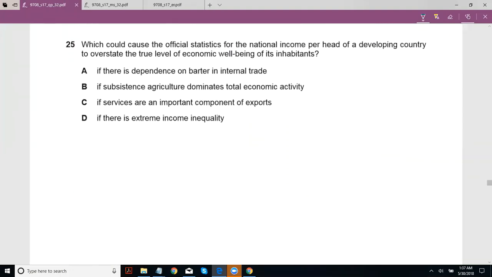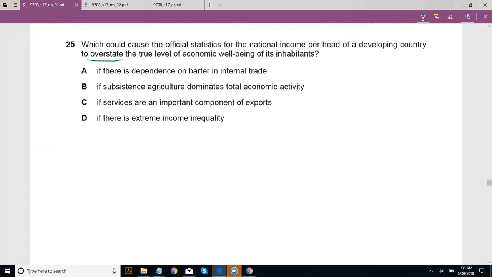25. Which could cause the official statistics for the national income per head of a developing country to overstate the true level of economic well-being of its inhabitants? So basically, the actual level of the economic well-being is less than what the national income per head says. National income per head says that it's a higher level. It says it's this particular level, but the actual level is less than the level that national income per head says. That's why it's overstating it.